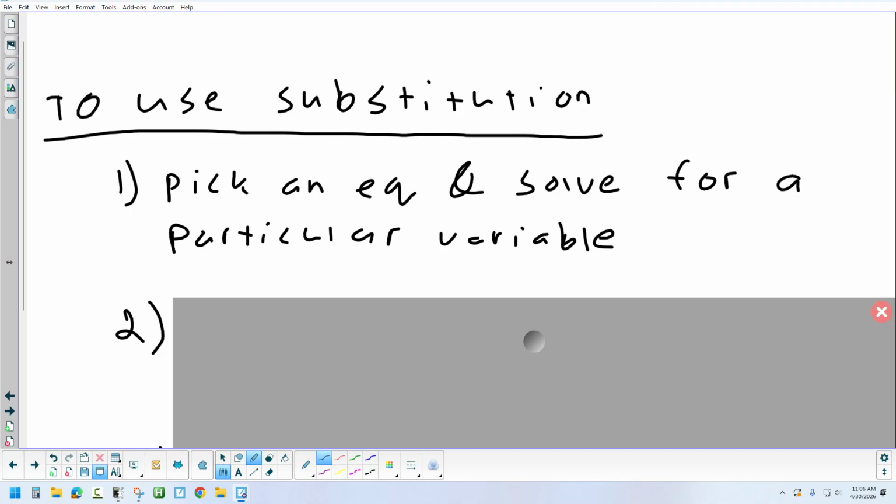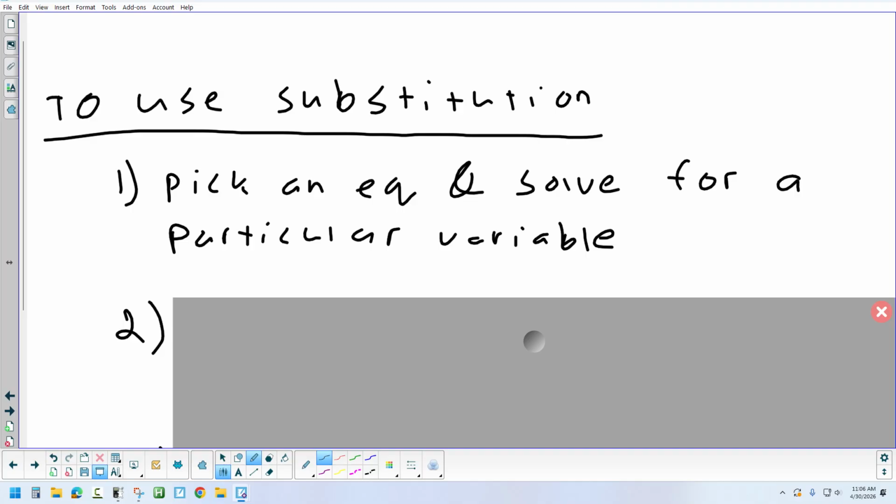So when you pick an equation, it's going to have 2 letters in it. Which letter should you solve for? Whichever one you think is the easiest. And which equation should you pick? Again, whichever one you think is easiest. So pick an easy equation and pick an easy letter to solve for.